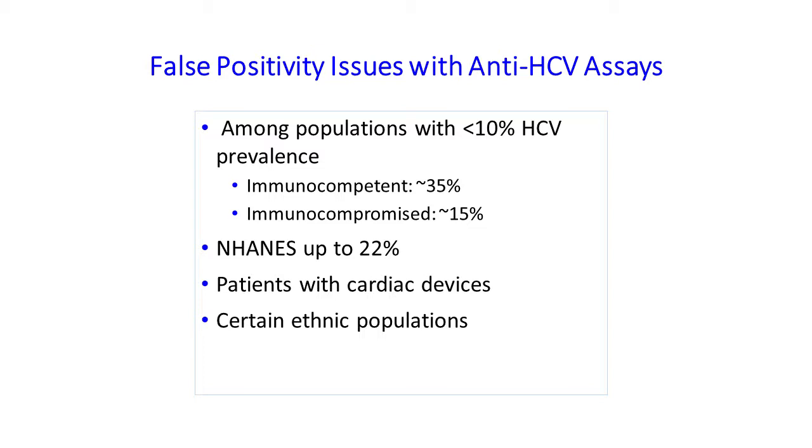Certain ethnic populations may also exhibit higher rates of false positive anti-HCV. For instance, in certain Native African populations, higher rates of false positivity have been reported. In 2013, CDC updated its recommendations for HCV testing, which focused on identifying individuals with current HCV infection. This was because of the availability of highly efficacious antivirals, as well as the discontinuation of RIBA and the availability of an FDA-approved rapid test for anti-HCV.